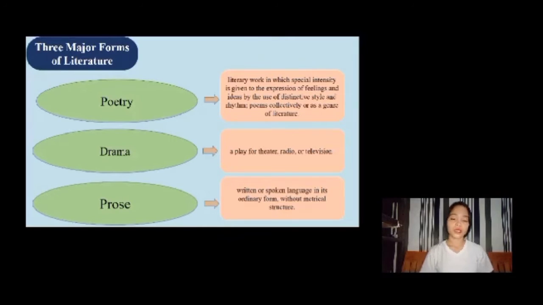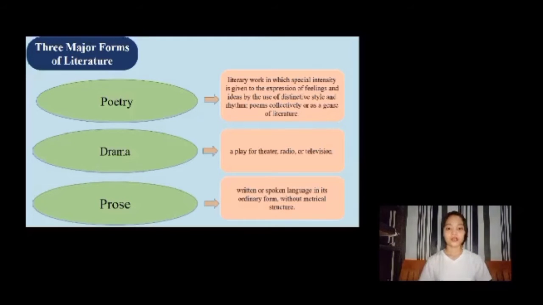Poetry is a literary work in which special intensity is given to the expression of feelings and ideas by the use of distinctive style and rhythm. Poems collectively or as a genre of literature. Now, one example of a famous poet that embraced the Tagalog language was Francisco Balagtas. One of his famous poems was Florante at Laura.